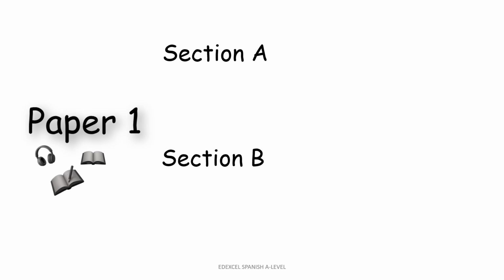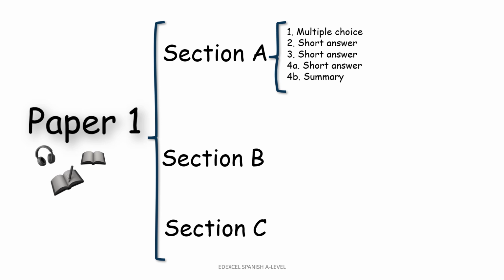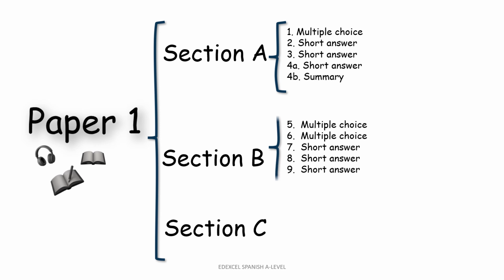Paper 1 is divided into 3 sections, Section A, Section B, and Section C. We'll look at the details shortly, but here's a quick overview. Section A contains 4 questions. Note that question 4 is split into 2 parts. Section B has 5 questions, and Section C has just 1.